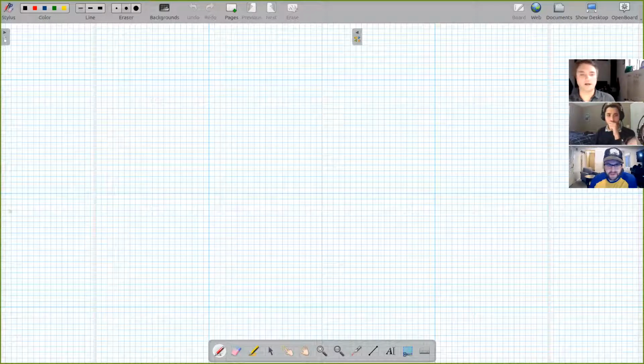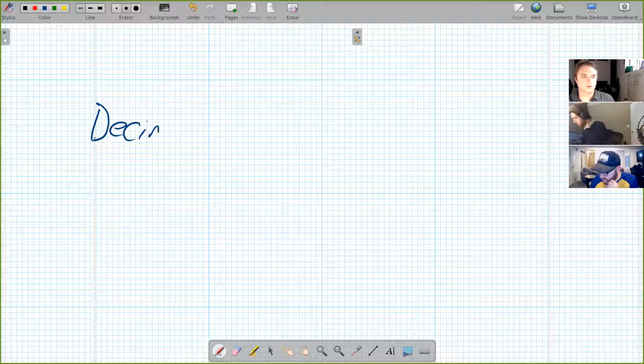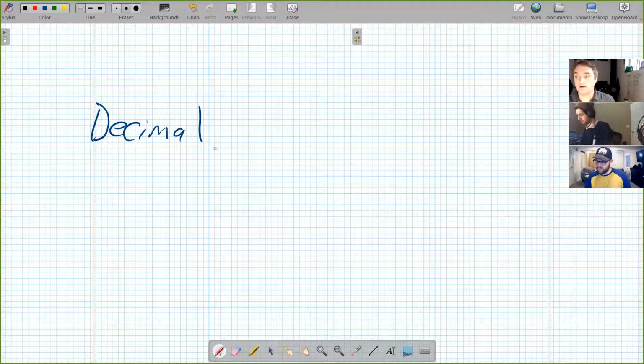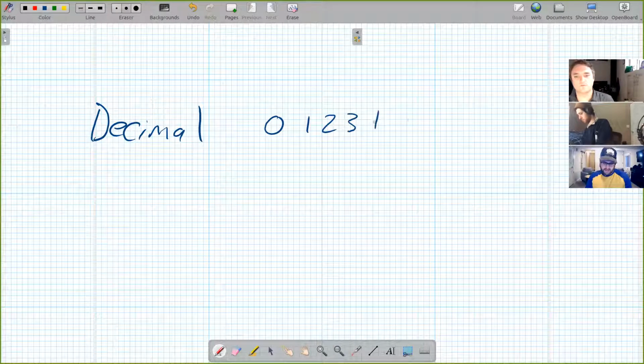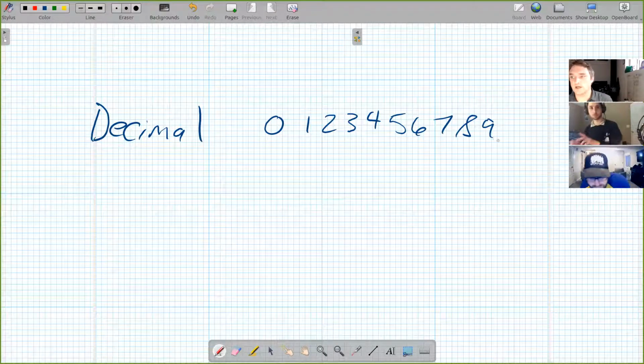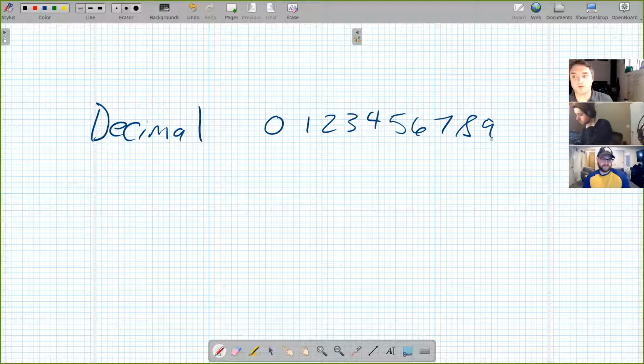All right, so counting systems. Our counting system that we use most of the time is decimal. 0, 1, 2, 3, 4, 5, 6, 7, 8, 9. Yep. 10 numerals, and with those we can represent whatever number we want.